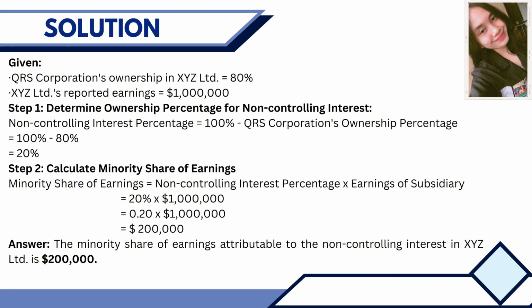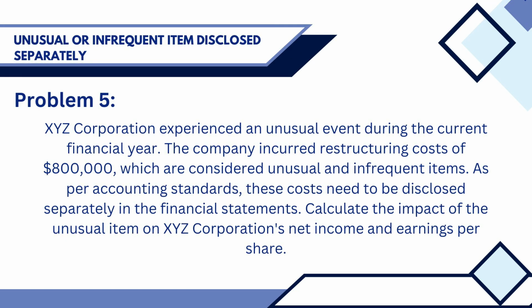$200,000. The final answer is the minority share of earnings attributable to the non-controlling interest in XYZ Ltd is $200,000. Therefore, the non-controlling interest in XYZ Ltd holds a minority share of earnings amounting to $200,000 for the current financial year. Let's now proceed to the last problem, number 5, in unusual or infrequent item disclosed separately.